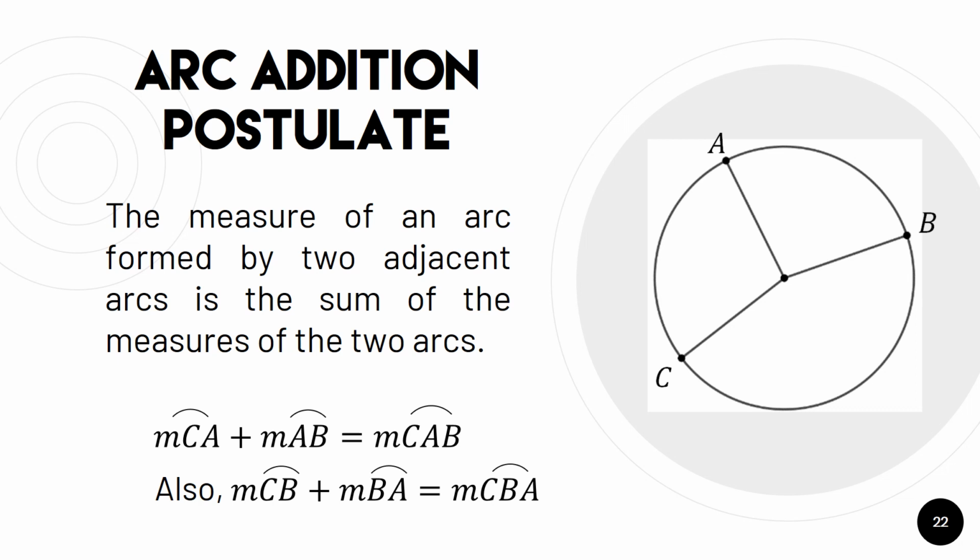Another postulate regarding the arcs of a circle is the arc addition postulate. It states that the measure of an arc formed by 2 adjacent arcs is the sum of the measures of the 2 arcs. On the figure, arc CA is adjacent to arc AB. Adding the measures of those 2 arcs, we may get the measure of arc CAB. Another example is that arc CB is adjacent to arc AB.